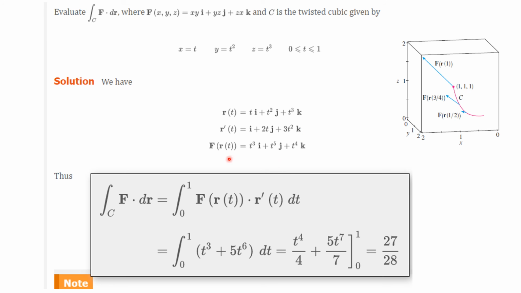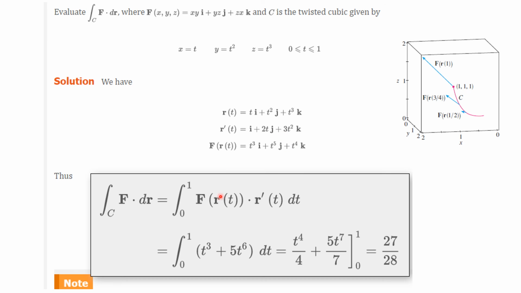And when I substitute r of t into my function up here, what I'm going to get is, here you had x times y, so that is going to be t cubed in the i direction. In the j direction, it's y times z, so that is t to the fifth in the j direction. And in the k direction, it is z times x, so that is t cubed times t, which is t to the fourth in the k direction.